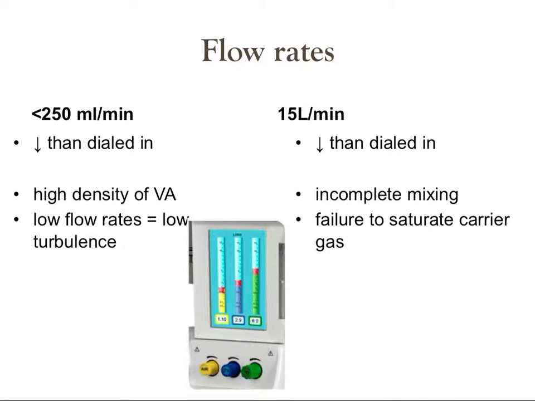At high flow rates, which we're going to call 15 liters per minute, you also have a decreased output as compared to what you dialed in. And that's because there is incomplete mixing and failure to saturate the carrier gas in the vaporizer chamber.